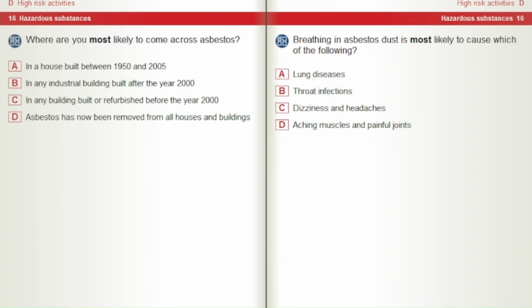Where are you most likely to come across asbestos? In a house built between 1950 and 2005. In any industrial building built after the year 2000. In any building built or refurbished before the year 2000. Asbestos has now been removed from all houses and buildings.